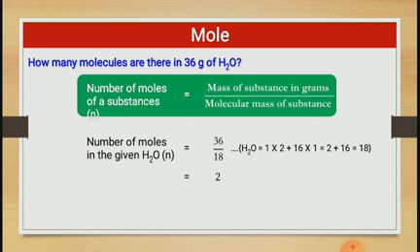Multiply with Avogadro's number. After multiplying with the Avogadro's number, the total number of molecules is 12.044 into 10 raised to 23 molecules. All of you understood, students, how to find out the molecules?